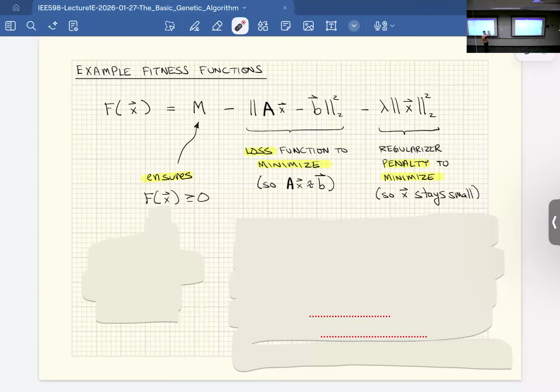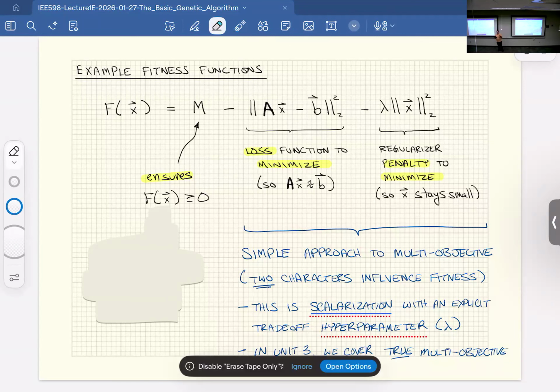Okay, so the idea here is this is one way that you can create multiple objectives. We call this scalarization of a multi-objective problem. This is the poor man's solution to a multi-objective problem. This is not how we're going to do multi-objective in Unit 3. But this is how you start. When you first start thinking about multi-objective, this is the first thing that comes to mind. And this is what most of the machine learning community does when they do multi-objective.